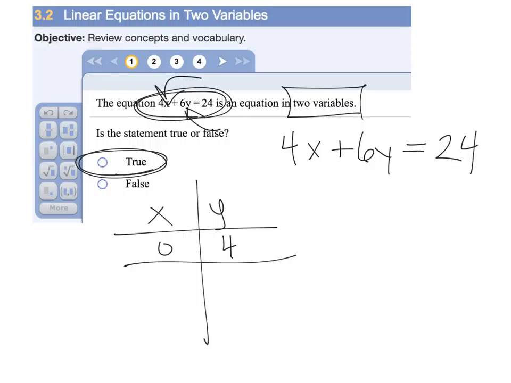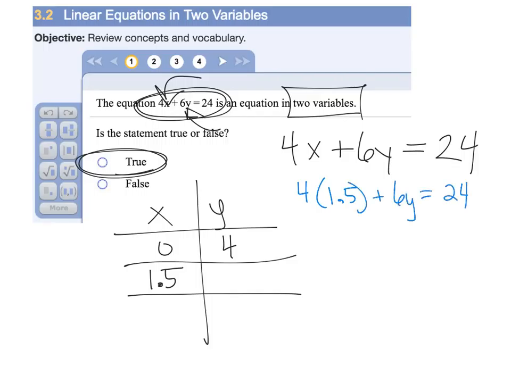Let's say, what if, shucks, I don't know. I'm trying to come up with one. How about if x is equal to, this is going to be crazy, 1.5. All right, so don't get freaked out on this one, okay? So if x is equal to 1.5, what does that mean? So that means it's going to be 4 times 1.5 plus 6y equals 24. So we know that this part is equal to 6. So that's going to be 6 plus 6y is equal to 24.